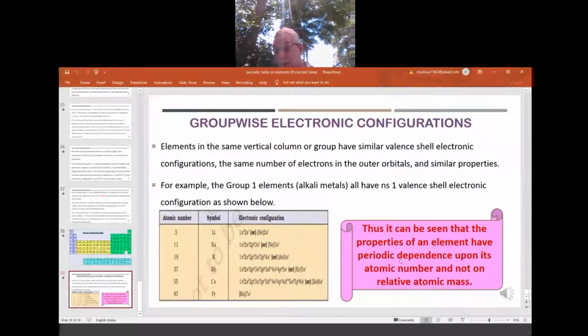So what is the conclusion? Today's conclusion is: thus, it can be seen that the properties of an element have periodic dependence upon its atomic number and not on relative atomic mass. Conclusion over.